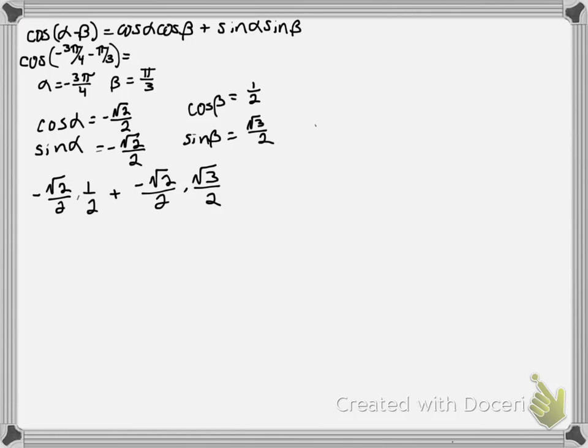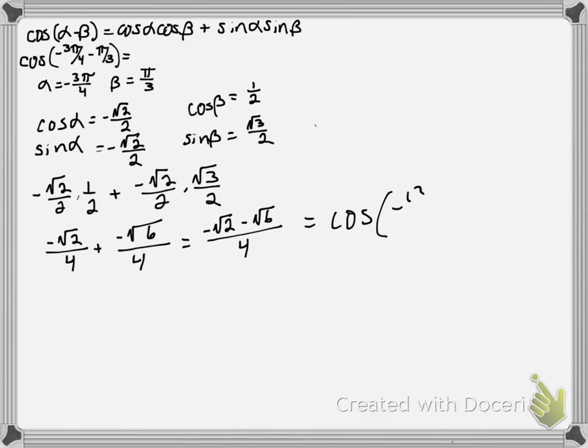Now we just need to simplify. We have negative √2 times 1 over 2 times 2, which is 4, plus negative √2 times √3, so negative √6, over 2 times 2, which is 4. So we have negative √2/4 plus negative √6/4, and we combine this into one fraction: negative √2 minus √6, all over 4. That gives us the cosine of negative 3π/4 minus π/3, which is the same thing as the cosine of negative 13π/12, which is what the original question asked.